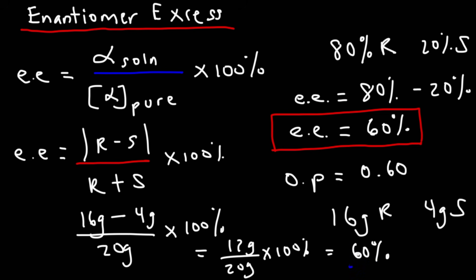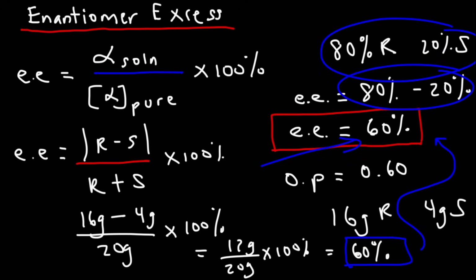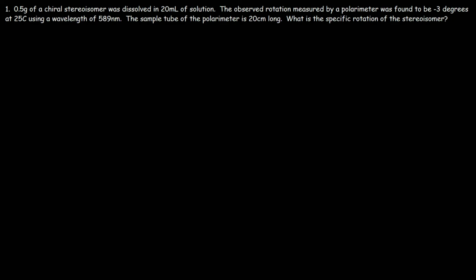So that's another way in which we can calculate the enantiomeric excess if we know the relative amounts of R and S in units of, let's say, grams or moles. But if we're given a percentage, we can simply subtract them directly, and that will give us the enantiomeric excess as a percentage as well. So now you know how to calculate the specific rotation, the enantiomeric excess, and even the optical purity. So now let's work on some practice problems.